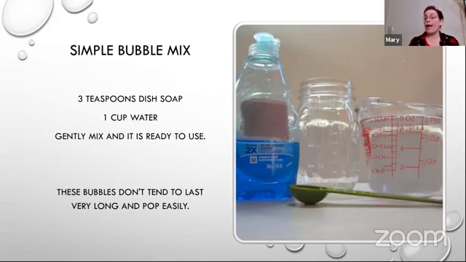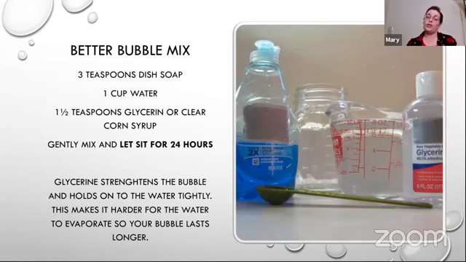So to try a better bubble solution, what you can do is along with your 3 teaspoons of dish soap and your 1 cup of water, you can add 1.5 teaspoons of either glycerin or clear corn syrup. You want to gently mix that, and this mix you do have to let sit for about 24 hours because you want that glycerin or that clear corn syrup to really mix into your bubble mix. The reason that we add the glycerin or the clear corn syrup is because it's going to help to strengthen the bubble and it's going to help to hold on to the water more tightly.